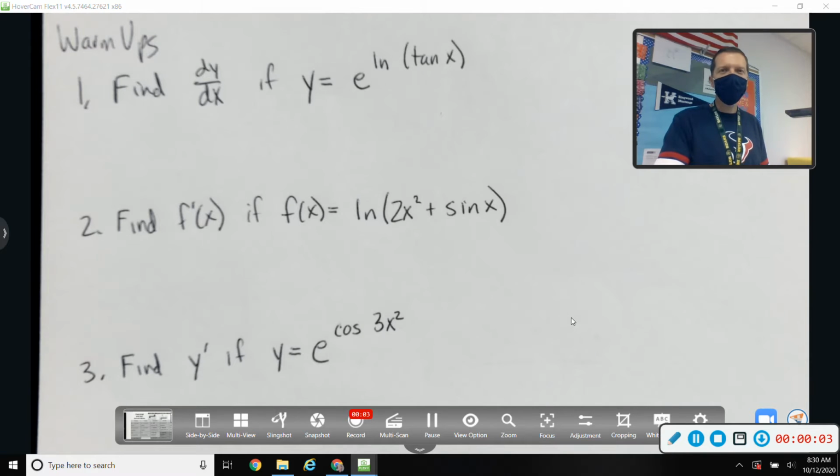Right, so if you're at home watching this, press pause, give those a try, and then when you unpause, we'll work them together. Note on number 1, there is an algebra trick to do first that will make your calculus life a lot easier. Number 2 and number 3 are pretty straightforward. Just don't forget the chain rule here on number 3.